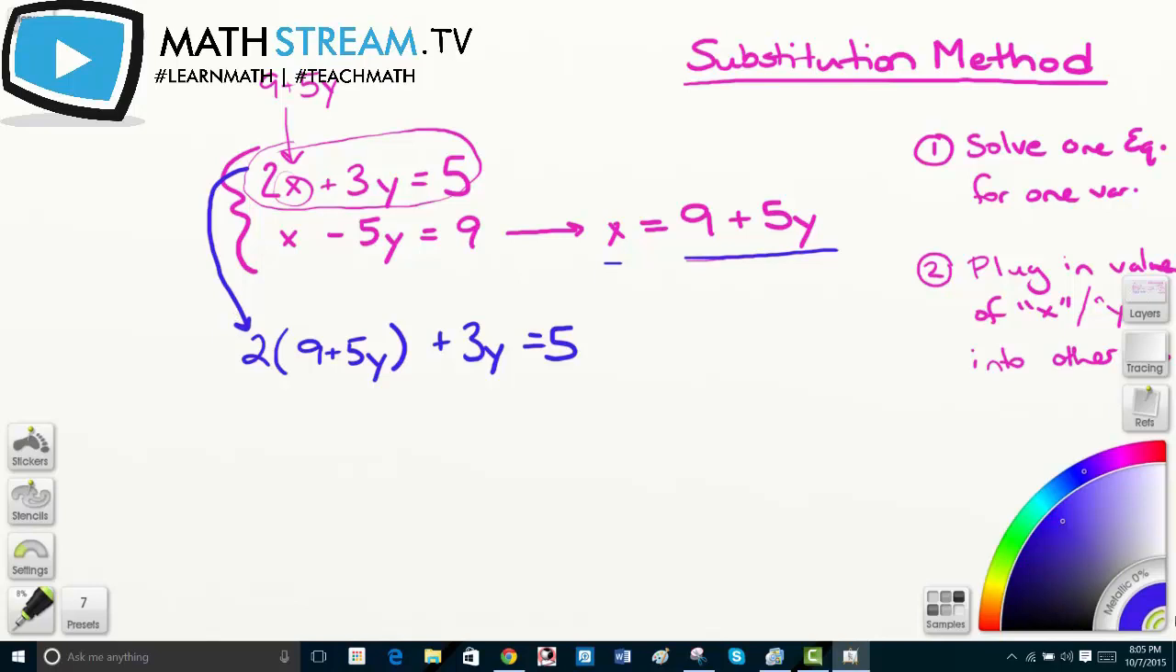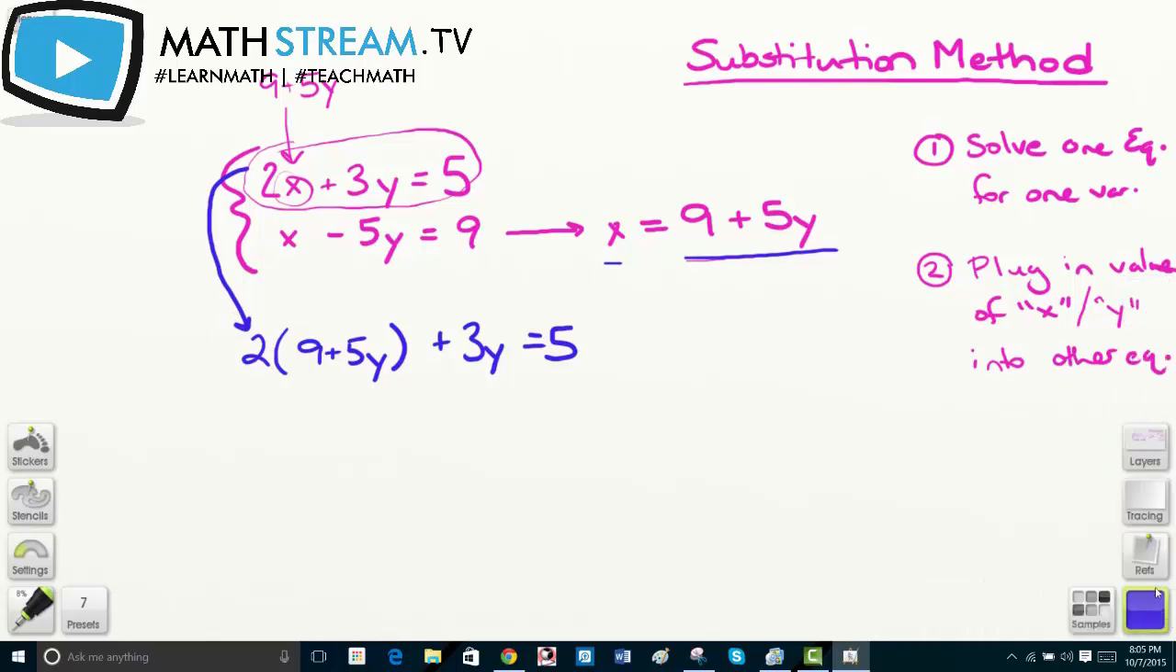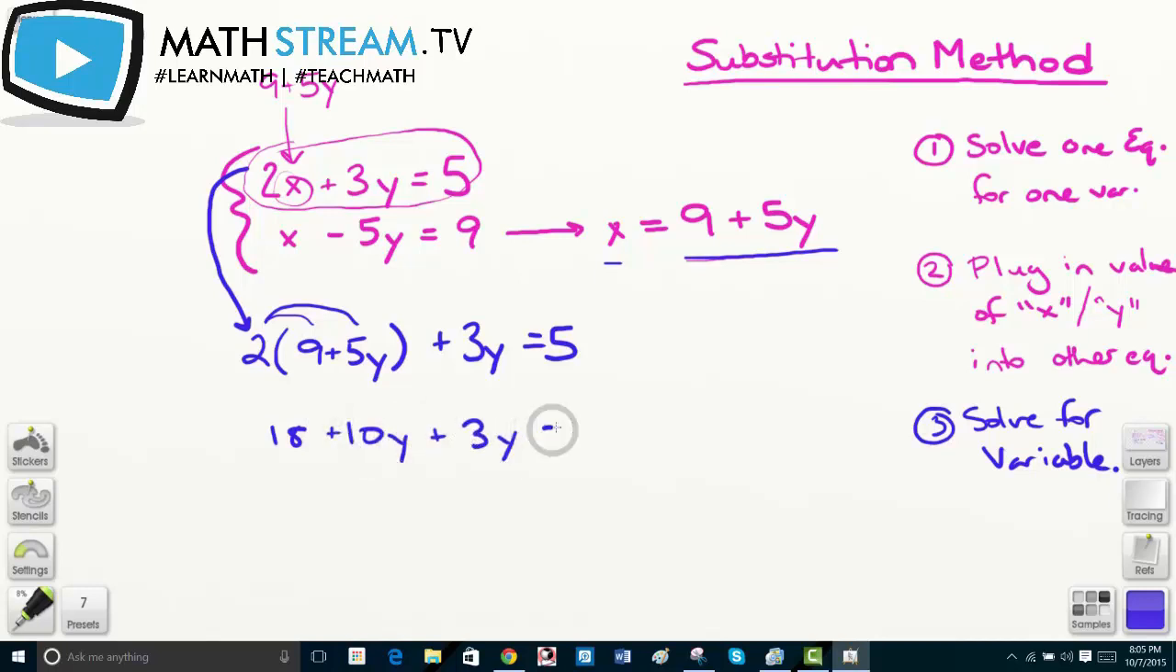In this case, I took x away. I substituted a y value for an x value. So step 3 is to now solve for the variable, in this case, y. So let's do that. We're going to distribute the 2. 2 times 9 is 18. 2 times 5y is 10y. And then we have plus 3y equals 5. Let's combine like terms. That would be 10y and 3y. We have 18 plus 13y equals 5.